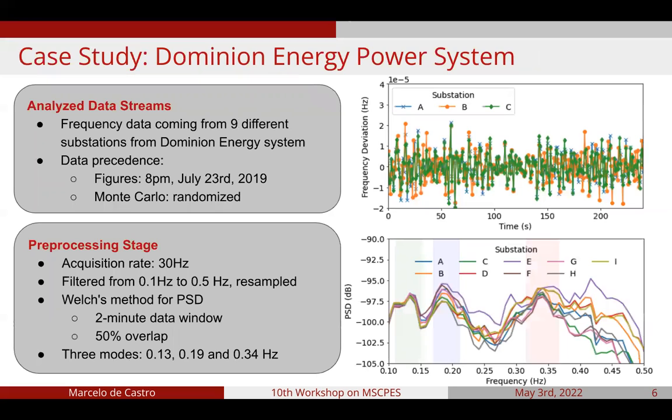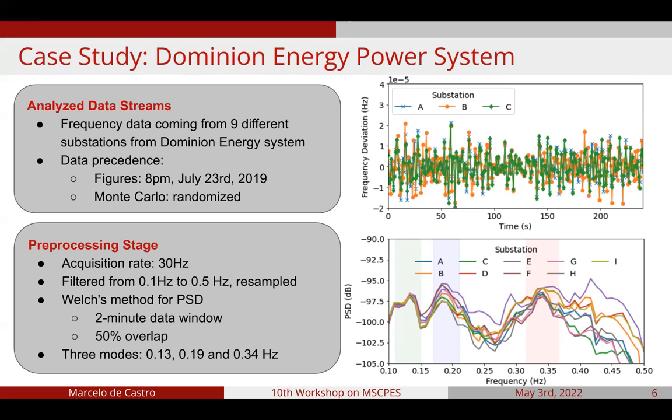In order to assess the HODMD technique, we are going to use real-world frequency data coming from 9 different substations in Dominion Energy's power system. The data comes from July 23rd, 2019 at 8 p.m. I mean, the data that you see in the plots. But we actually have used randomly sampled data to conduct Monte Carlo analysis in the study as well.